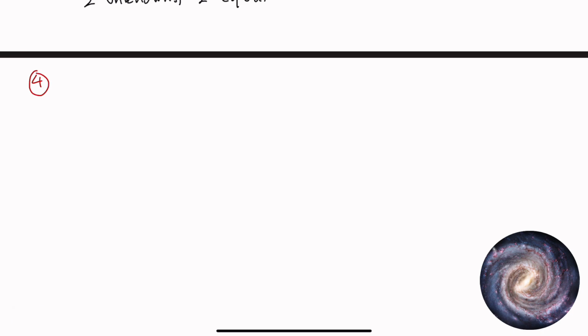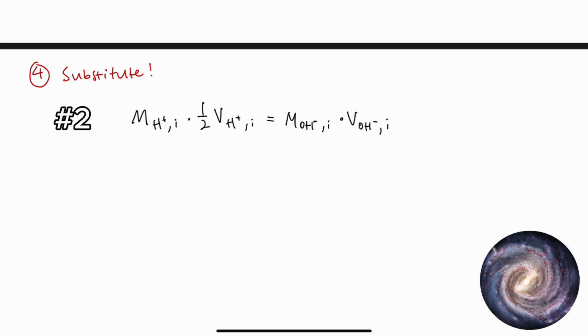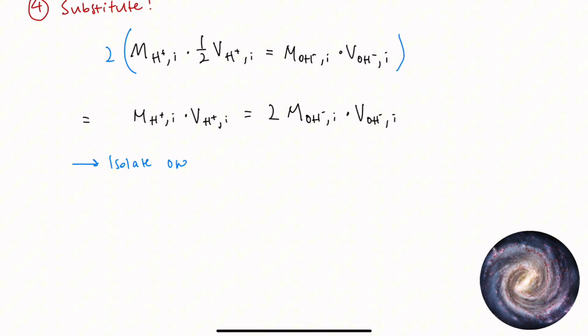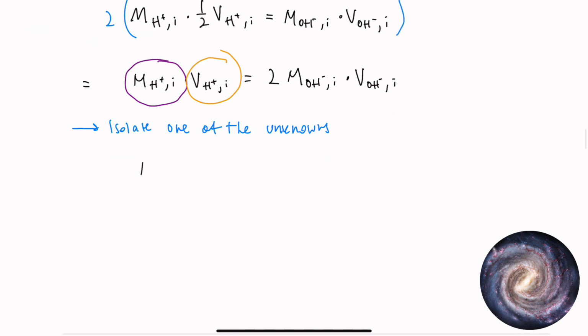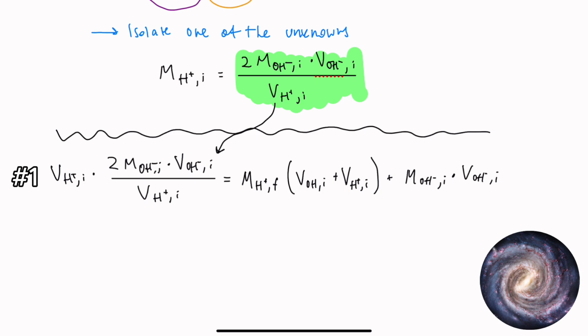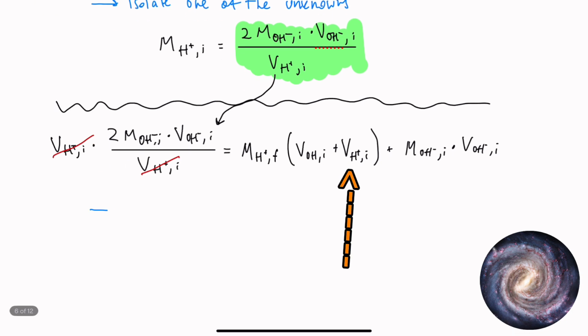Step 4, where we will substitute into our system in order to solve for both quantities. So I'm just copying the equations out again here. And to get rid of that 1/2, we can multiply the whole thing by 2. It'll stay equivalent. And now we're going to isolate one of the unknowns that we want to substitute for. So rearrange the equation, we get this. The initial molarity of H+ equals 2 times the initial molarity of hydroxide times volume of hydroxide divided by the volume of H+. And then we can substitute that back into our first equation, which will conveniently actually allow us to cross out the volume of H+ initial, leaving us with only one unknown, which is over there on the right side of the equation, that volume of H+ initial.